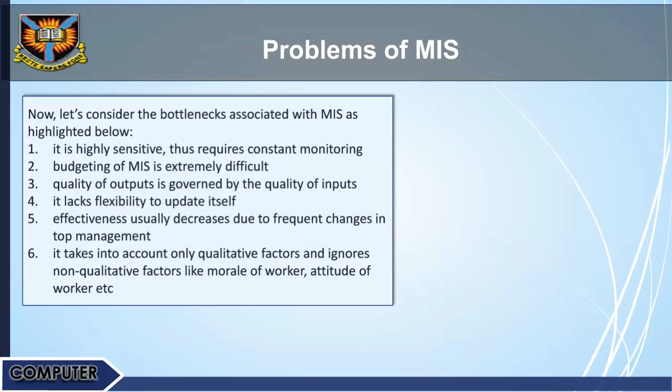Problems of MIS. Now, let's consider the bottlenecks associated with MIS as highlighted below. 1. It is highly sensitive, thus requires constant monitoring. 2. Budgeting of MIS is extremely difficult. 3. Quality of output is governed by the quality of inputs. 4. It lacks flexibility to update itself. 5. Effectiveness usually decreases due to frequent changes in top management. 6. It takes into account only qualitative factors and ignores non-qualitative factors like morale of worker, attitude of worker, etc.